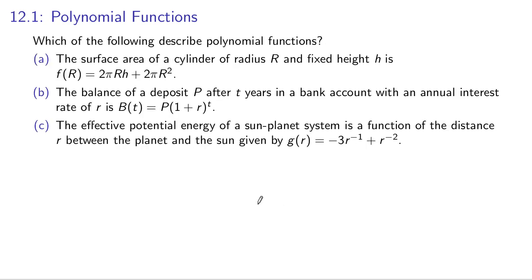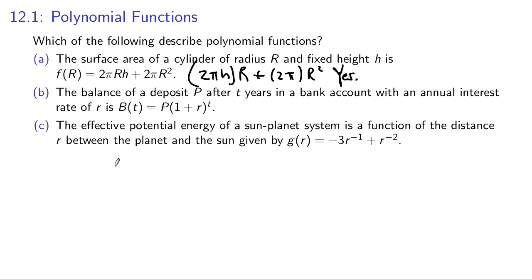Which of the following describe polynomial functions? The surface area of a cylinder of radius r and fixed height h, so that means h is constant, is given by this expression, 2 pi r h plus 2 pi r squared. So if we think of h as a constant, we can group it with the pi, which is also a constant. We have just a number, 2 pi h times r, and then we have 2 pi times r squared. So yeah, this is polynomial.